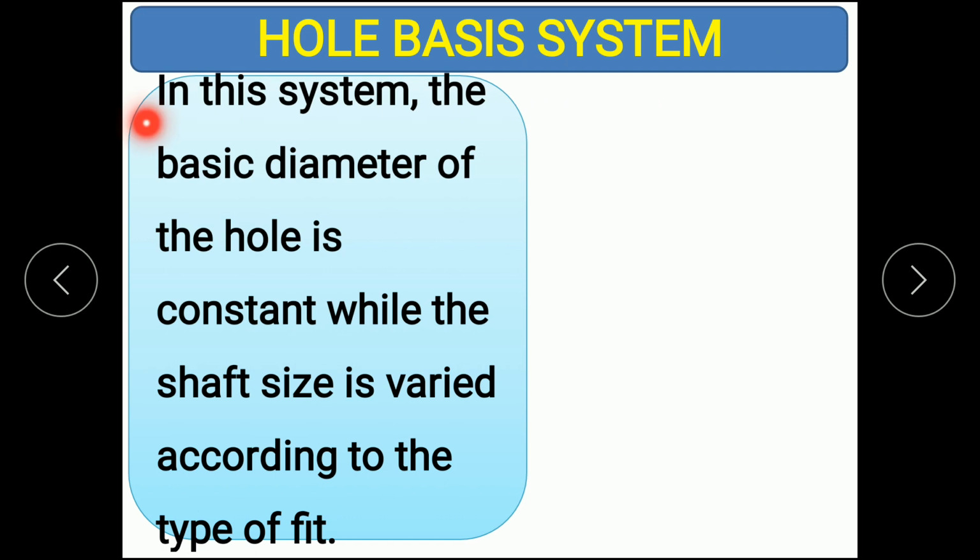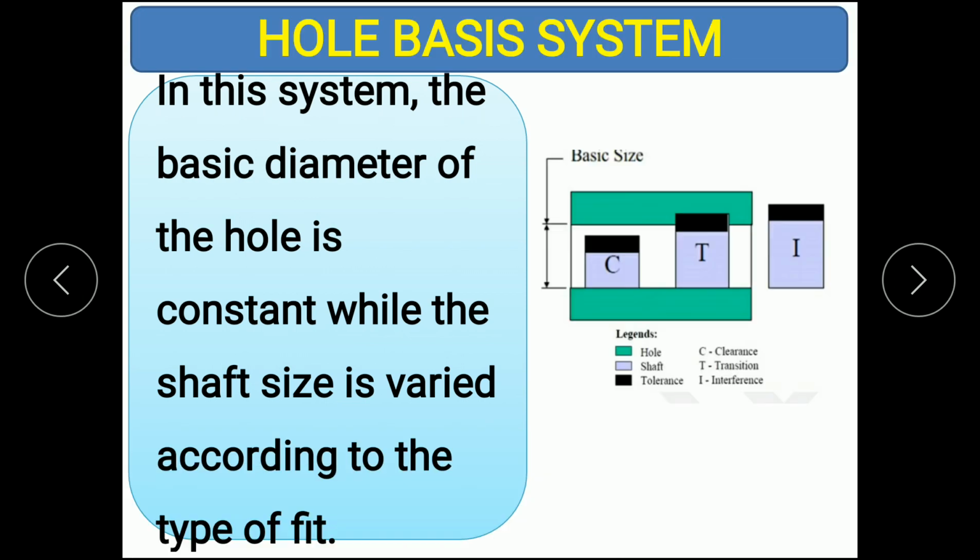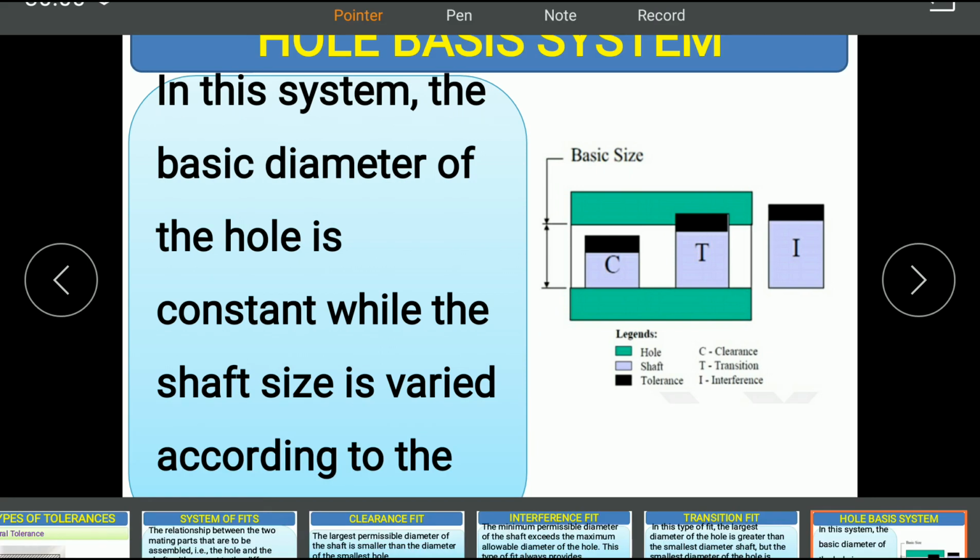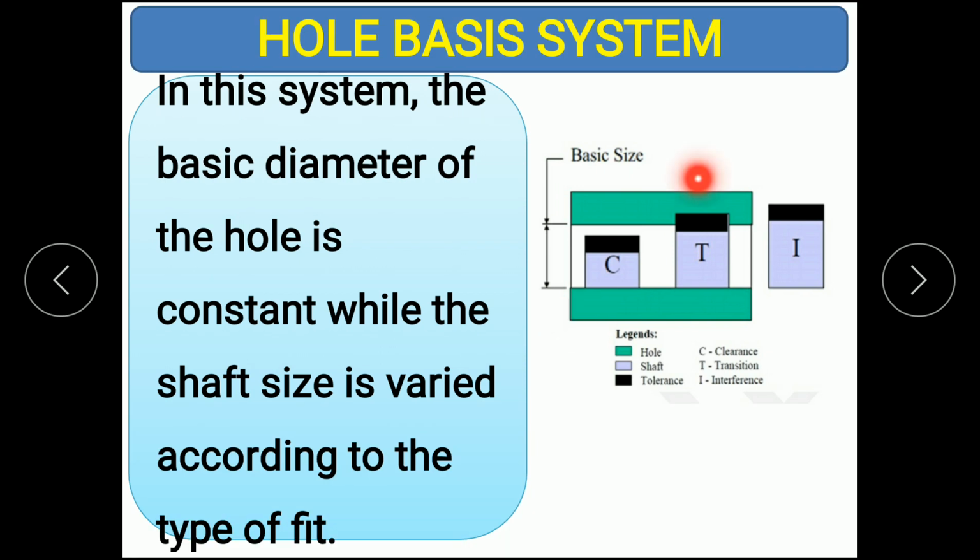In this system, the basic diameter of the hole is constant while the shaft size is varied according to the type of fit. Here in the figure, it explains. You can see the size of the hole is constant irrespective of what type of fit you require. Whether you require a clearance fit, a transition fit, or an interference fit, the hole dimension is constant and the shaft dimension is changed according to the type of fit required.